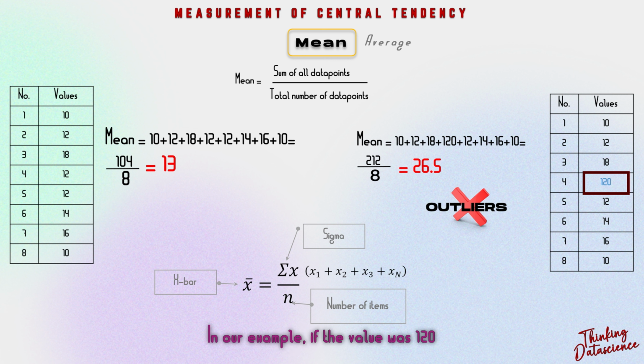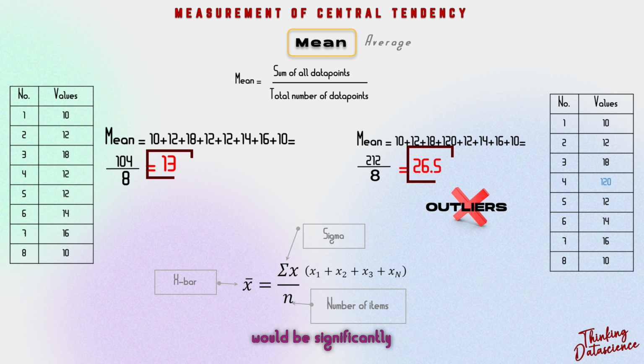In our example, if the value was 120 instead of 12, the resulting average would be significantly higher than the 13 we calculated in the earlier example. This is a disadvantage of using the mean or average.